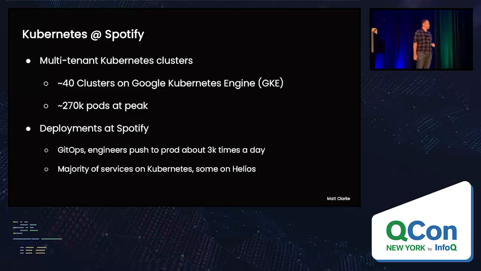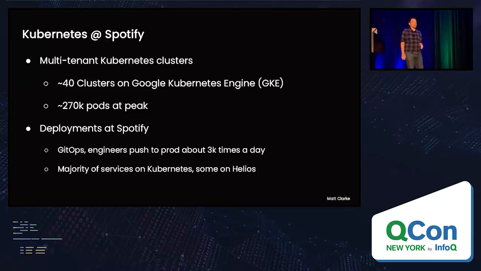And deployments at Spotify, to give some context to that, are GitOps. So engineers, every time they push to their main branch, it goes to production. And this happens about 3,000 times a day. We have a lot of microservices, so it's quite often that an engineer will make a change, push it, and it goes straight to production the same day.